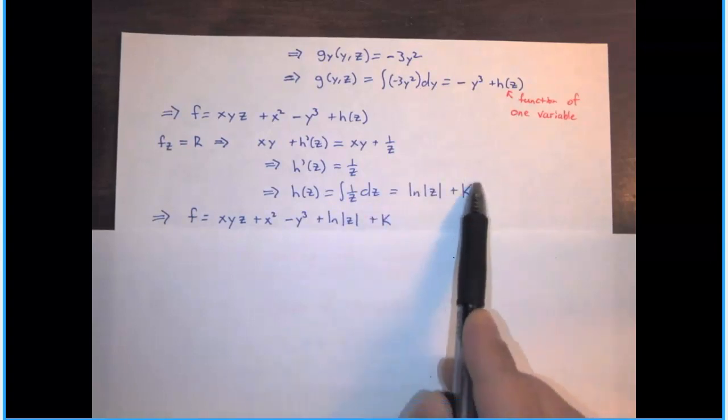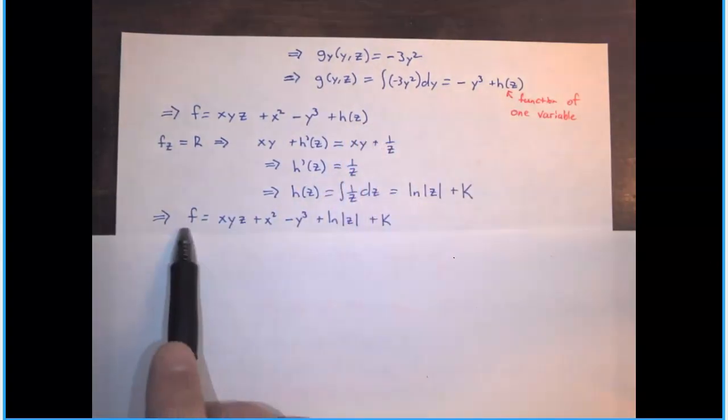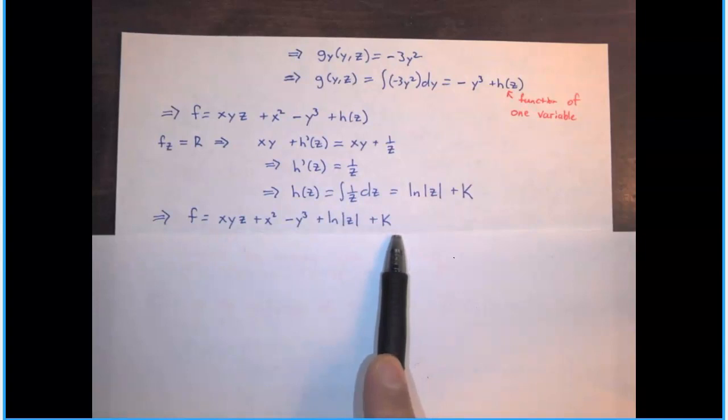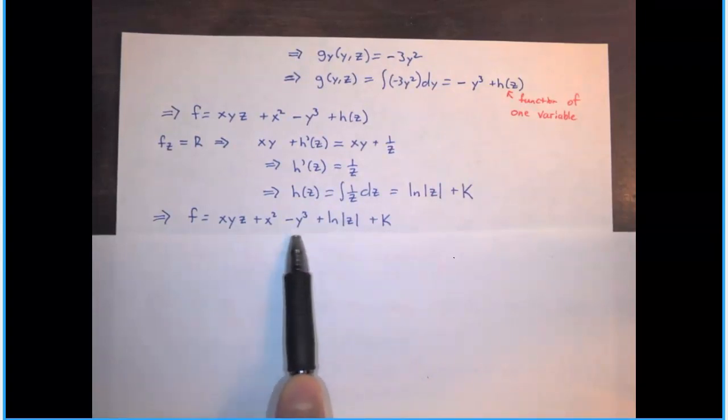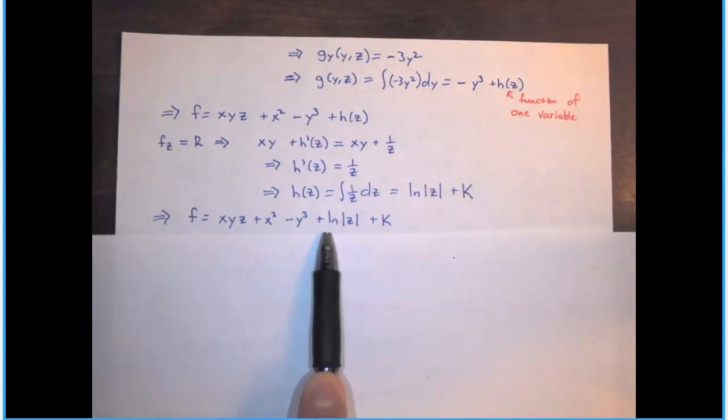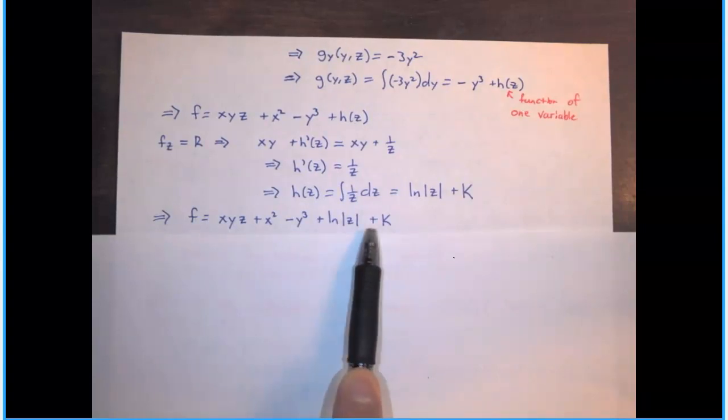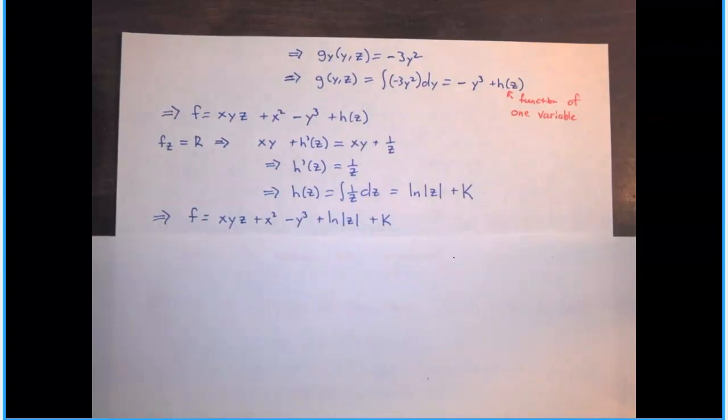So I'll leave those absolute values there. Now that I know what h is, I can plug it back in, and finally I have my potential function. My potential is f of xyz equals xyz plus x squared minus y cubed plus the natural log of the absolute value of z plus k, an arbitrary constant.